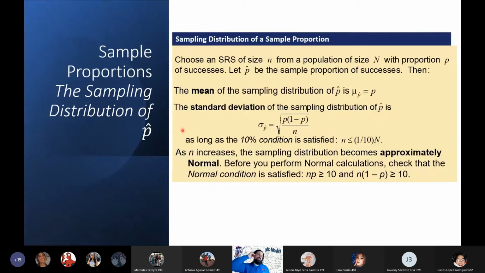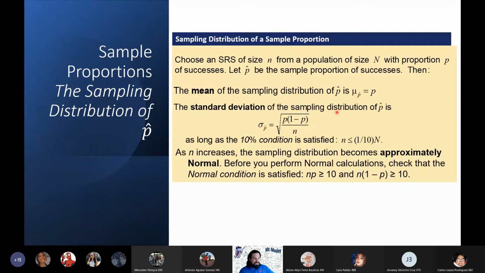So, the sampling distribution of a sample proportion. If we choose an SRS of size n from a population of size capital N with proportion p of success, and we let p hat be the sample proportion of successes, then the mean of the sampling distribution of p hat equals p. There's literally no calculation that you have to do for that. You just have to copy down the parameter from the original population. So the mean of the sampling distribution of p hat is p.